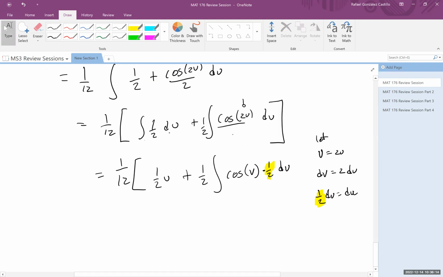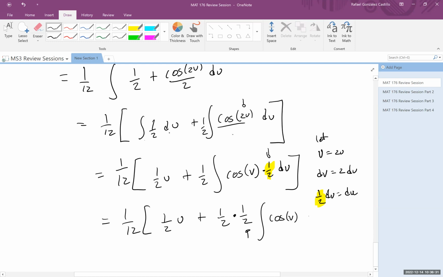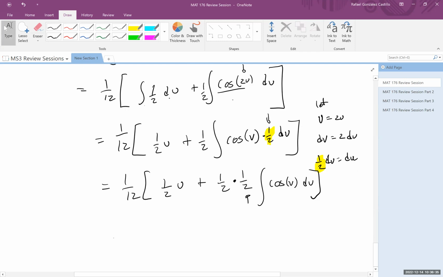But I could pull that 1/2 out. So when we do that, we have 1 over 12 times 1 over 2u plus 1/2 times 1/2, where this 1/2 is the 1/2 that I just pulled out, times the integral of cosine of v dv. So there's a lot of bookkeeping in this problem. You have to be very careful to not make a mistake. Take each line one step at a time.